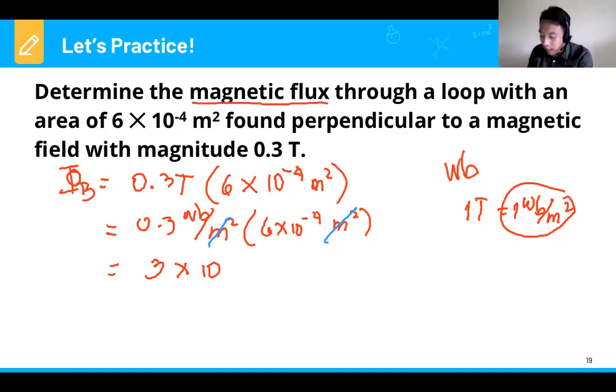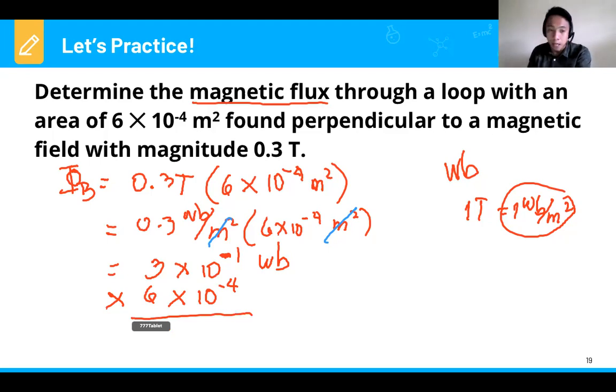Positive or negative? This one is negative, right? Webers multiplied by 6 times 10 to the negative 4 meter. No, there's no more meter. It cancels, so we multiply. 3 times 6, we have 18. If you have exponents, we just copy the base and add the exponents. So negative 1 plus negative 4 is negative 5 Weber. Now, the question is, is this our final answer?